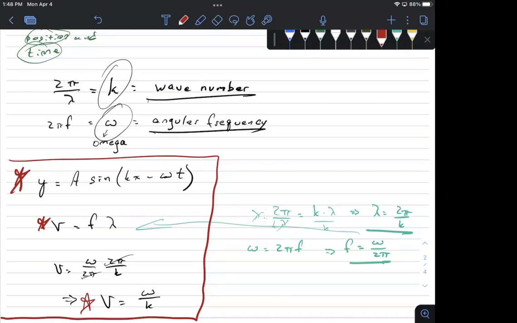So that's a similarity between period and frequency. Frequency: how many oscillations are there in 1 second? Period: how long do I have to wait for one oscillation? Okay, does that make a little more sense?